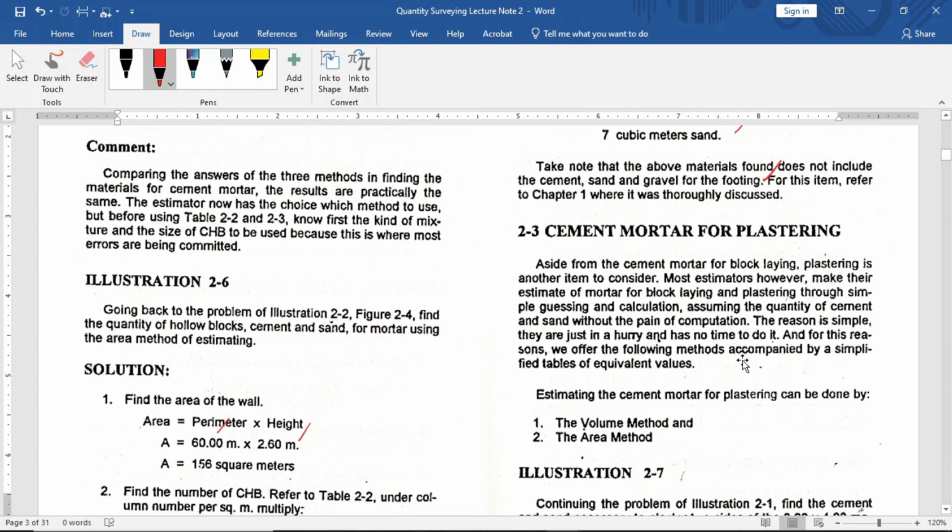Tapos, ito naman para sa plastering. So, aside from the cement mortar for block laying lang yung kanina, plastering is another item to consider.